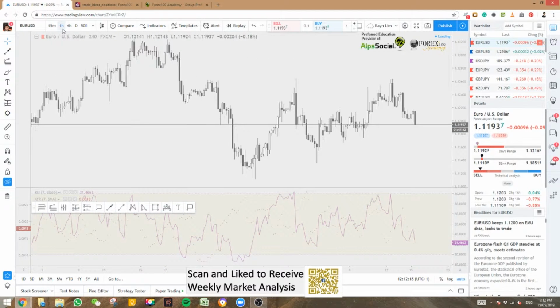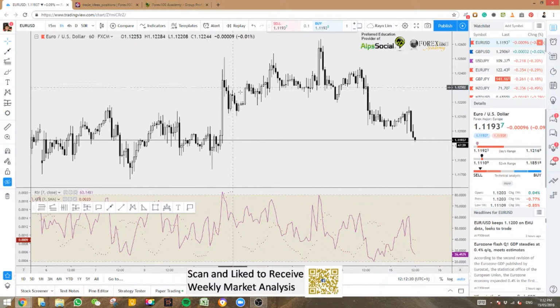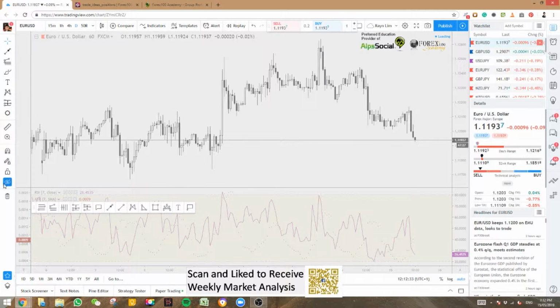Head down to 1 hour. On the 1-hour chart, this is what we have. Alright, market created a new high. This can be considered as a head and shoulder, by the way, guys. Alright, so head back to the daily chart.